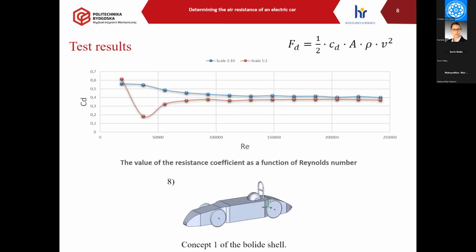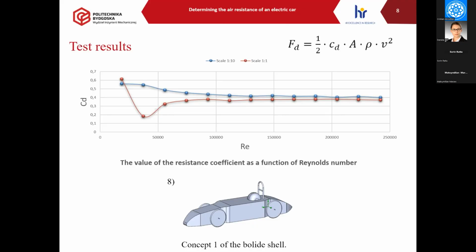The figure shows a diagram of the performed numerical analysis of the dependence of the aerodynamic drag coefficient on the Reynolds number for the first concept of the made bolide model. It should be noted that as the value of the Reynolds number increases, the value of the aerodynamic drag coefficient levels off, as can be seen in the flattening curve on the diagram.